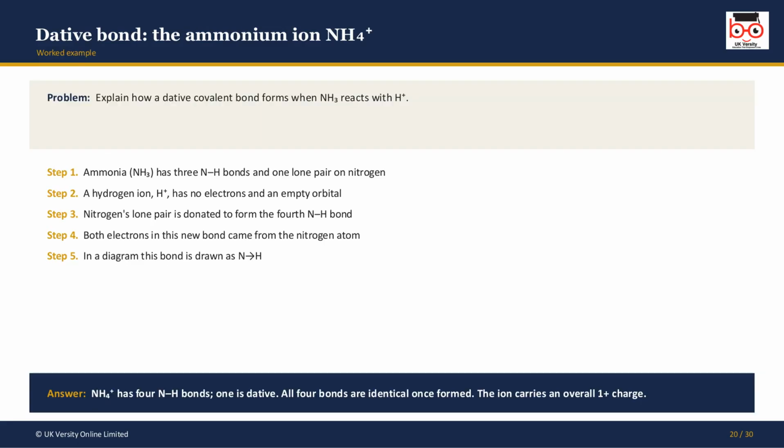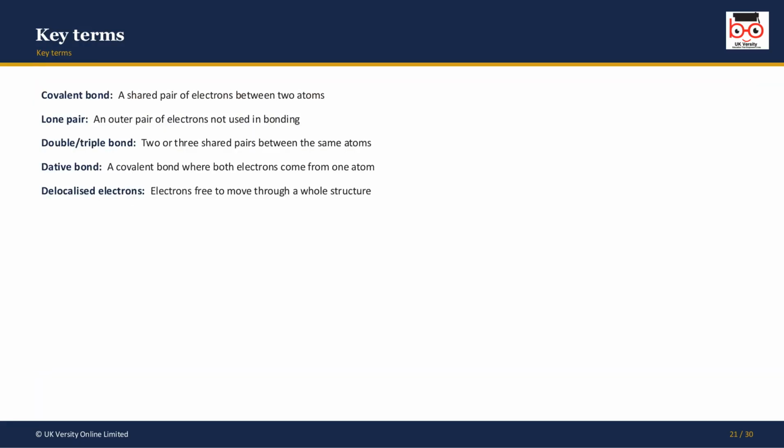Let's see how that dative bond forms when ammonia reacts with a hydrogen ion. Ammonia has 3 nitrogen-hydrogen bonds and 1 lone pair on the nitrogen. A hydrogen ion, H+, has no electrons at all and an empty orbital. Nitrogen donates its lone pair to form a 4th nitrogen-hydrogen bond. And because both electrons in that new bond came from the nitrogen, we draw it as an arrow from N to H. The result is the ammonium ion, with 4 nitrogen-hydrogen bonds, all identical once formed, and an overall charge of 1+.